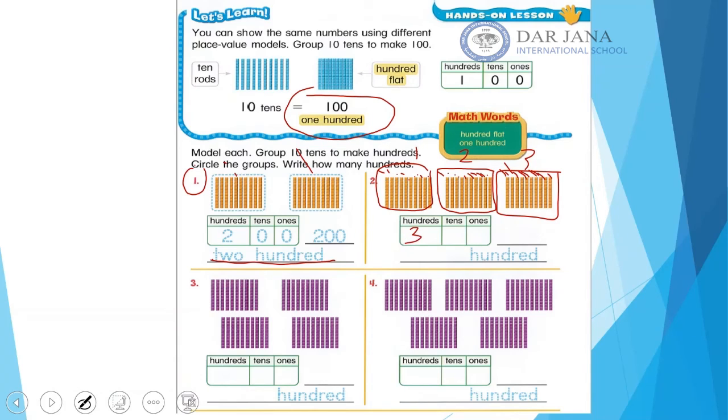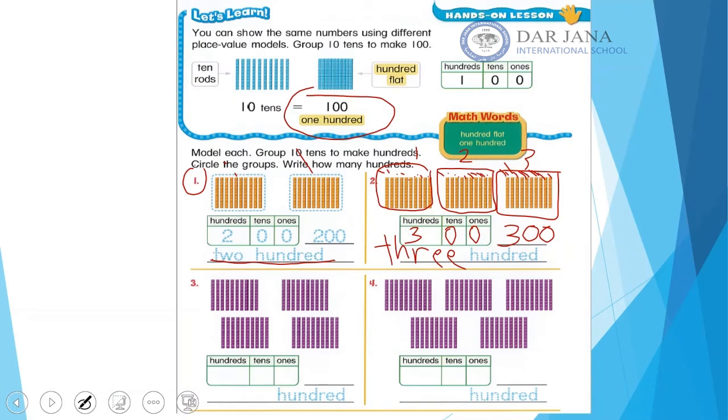Do you have any tens? Well, actually no. So you have to put a 0. Do you have any ones? Also no. So you will get 300. 300 again is a 3-digit number. How do I write it? THREE. This is a 300.